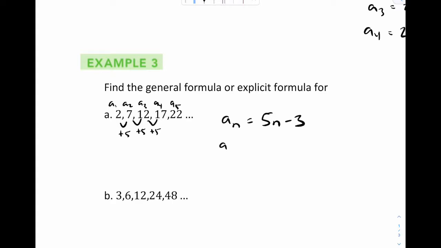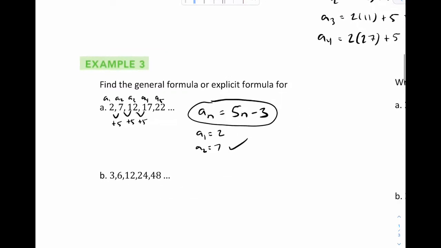So now I can check it. Plug in 1, I do get 2. If I plug in 2, I do get 7. So it's definitely checking out. So there's my formula. And for now, again, we're using intuition. Later on, I'll teach you how to do it more systematically.